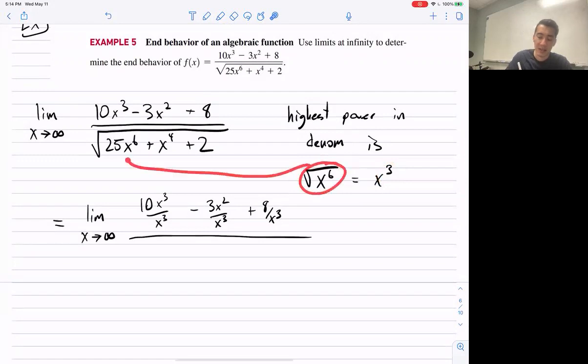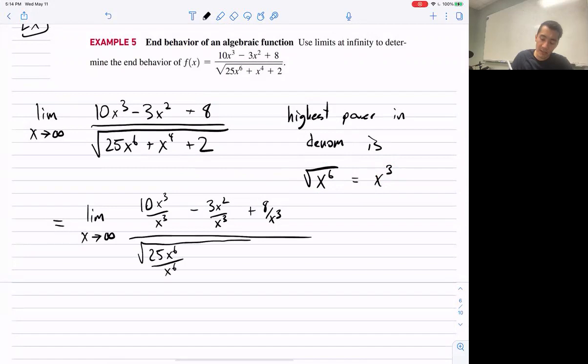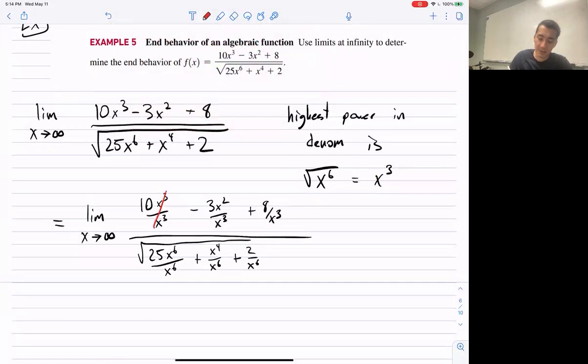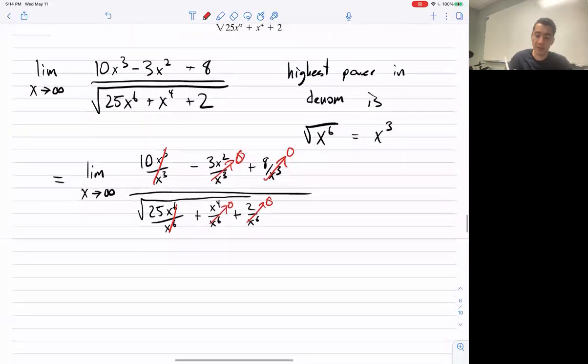But we can replace that and divide everything by the square root of x to the 6 to bring it in. And so that will be the square root of 25x to the 6th over x to the 6th, plus x to the 4th over x to the 6th, and then plus 2 over x to the 6th. And then we'll notice a lot of things are going to go to 0. Those guys cancel. Those guys cancel. That goes to 0. That goes to 0. Goes to 0 when we take the limit.